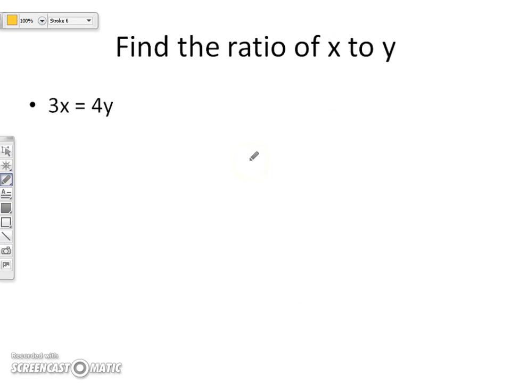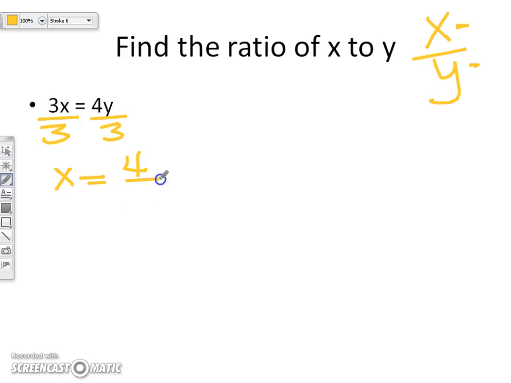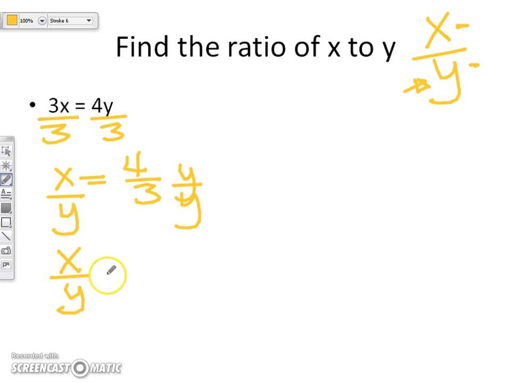All right, find the ratio of x to y. Remember, this is what we're shooting for, a ratio of x to y. So to do that, we need to first of all get x all by itself. If we divide both sides by 3, we get x is equal to 4/3 y. We want y in the denominator. If we divide both sides by y, what have we got? y in the denominator all by itself. y divided by y cancels out, and we are left with 4/3. The ratio of x to y is 4 to 3.